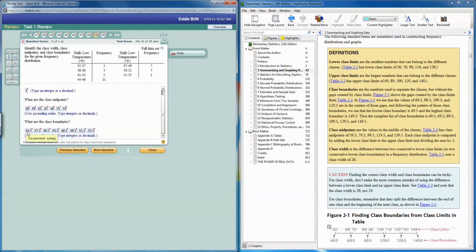That's your first class boundary. Then take the upper class limit of 37, add 0.5 to that. That's 37.5. Then take the next upper class limit, 40, and add 0.5 to that. And we keep going on. Now we just add the 0.5 to every upper class limit until we get to 55.5, and that will be your last one.